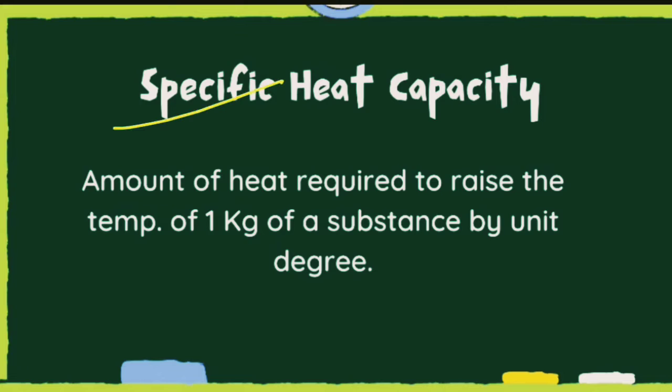Our next topic is specific heat capacity. It is the amount of heat required to raise the temperature of 1 kg of substance by unit degree. Its formula is C equals to Q by M delta T, and its SI unit is joule per kg per Kelvin. And here you should also note that the specific heat capacity of water is 4184 joule per kg per Kelvin. Hence the coolants have very high specific heat capacity like water. Land breeze and sea breeze occur due to high heat capacity of water.